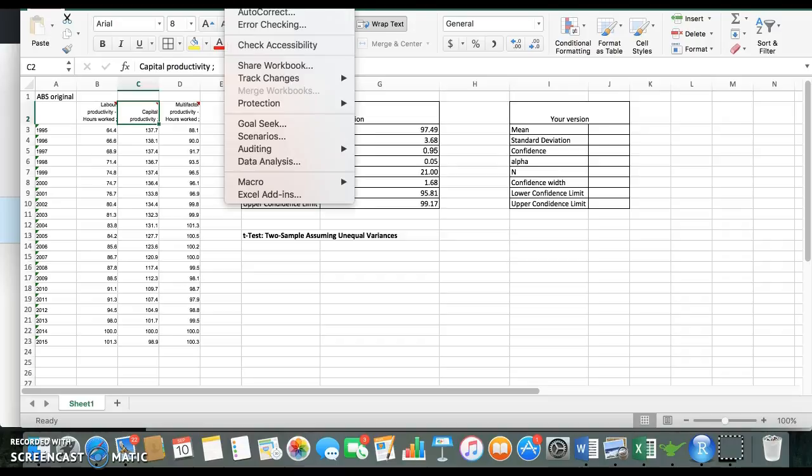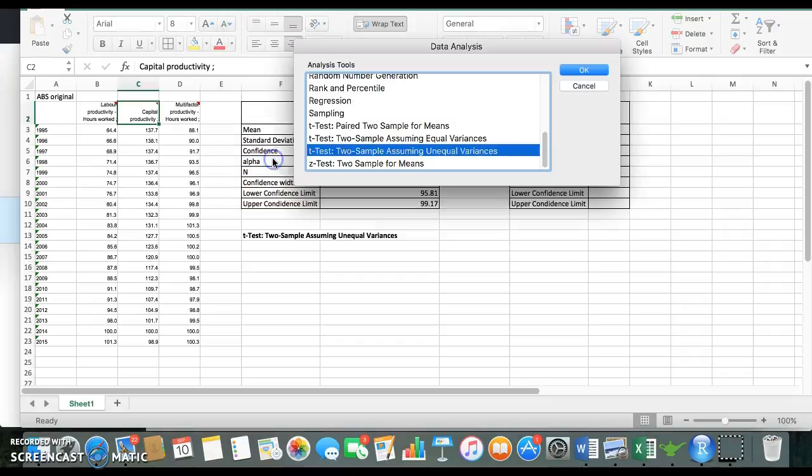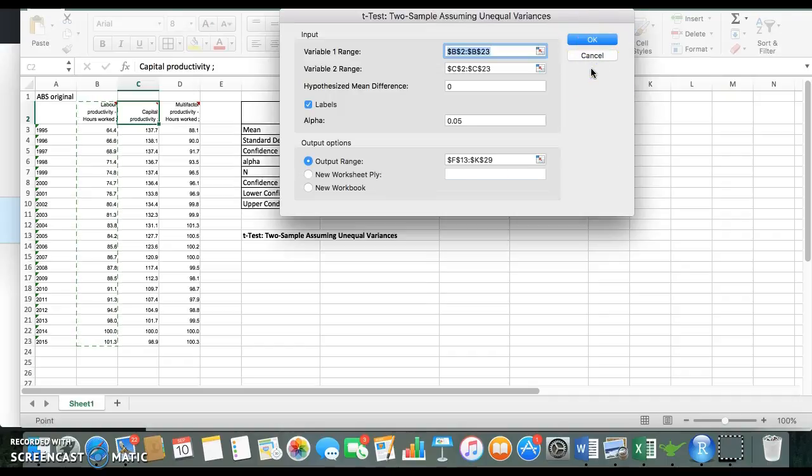So I'm going to go to Tools and Data Analysis. I'm going to take a two sample assuming unequal variances. I'm using a t-test here because I don't know what the population standard deviation is, and I have quite a low sample size of 21. Okay, so I press OK.